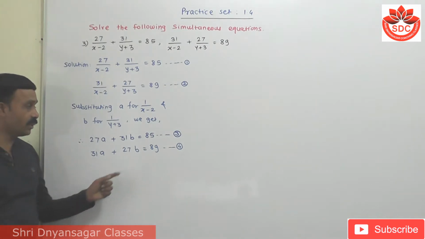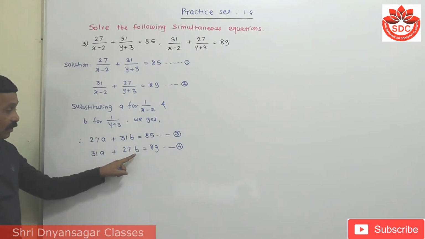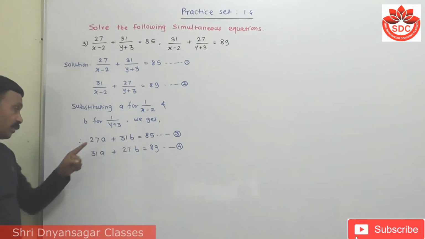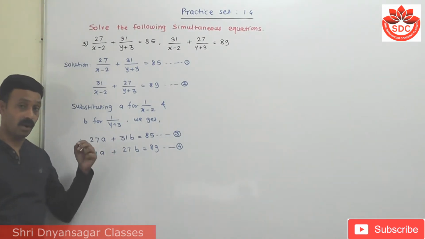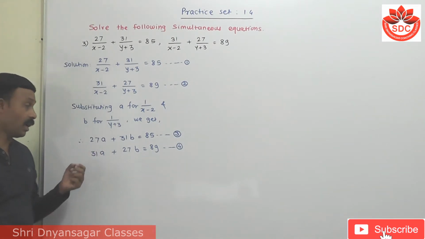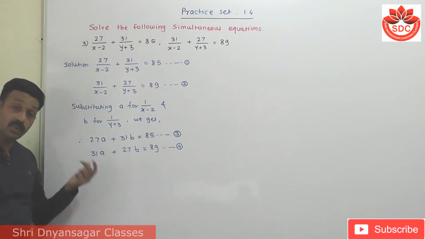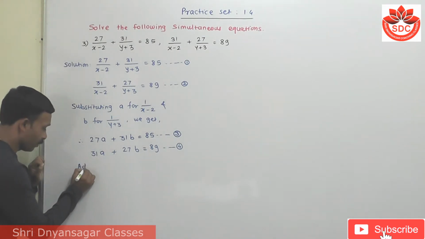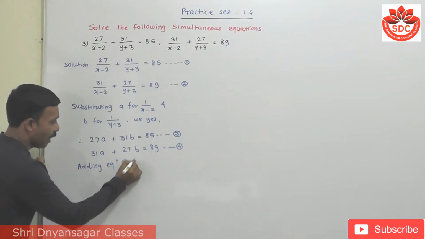Student, when you observe equations 3 and 4, the coefficient of a in the first equation is the coefficient of b in the second, and the coefficient 31 in this equation is the coefficient of a. So the coefficients are crossed, and we have already seen such examples. At that time you have to take the addition and subtraction, and we get two new equations. Then again you have to solve those equations. So first I write here, adding equations 3 and 4.